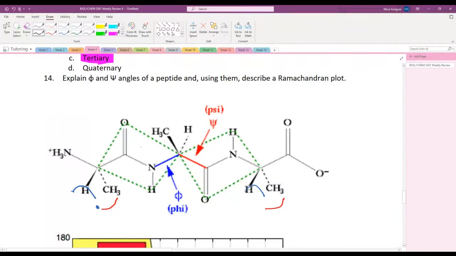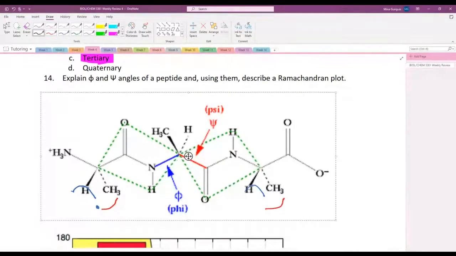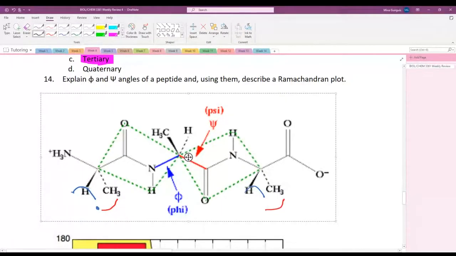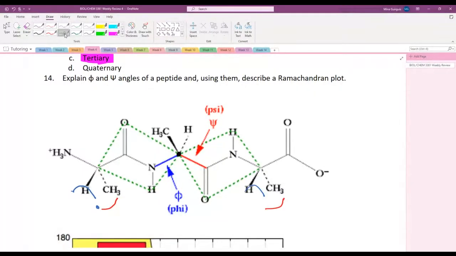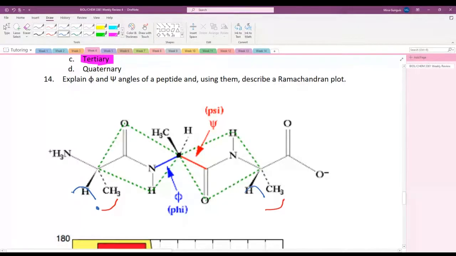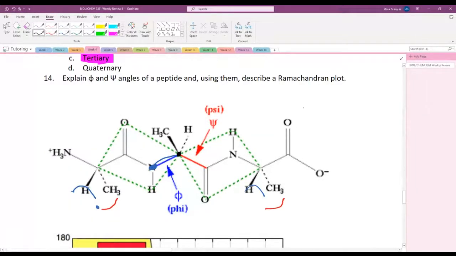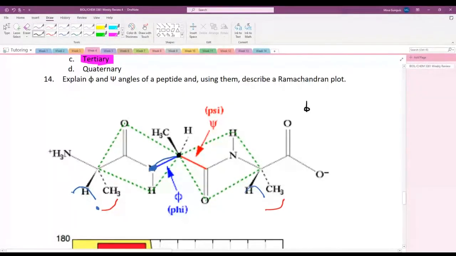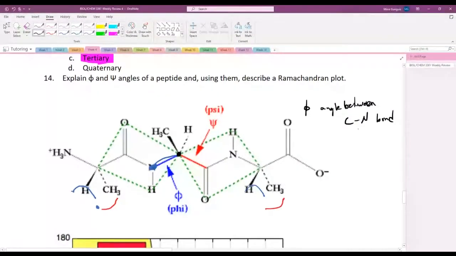So as you guys can tell by this drawing, the phi angle is the angle between a carbon, let's say this central carbon right here, and I guess I'll use blue since they use blue, and the nitrogen on its N terminus. So the phi angle is the angle between the carbon and nitrogen bond. Okay, that's it. Not too hard, I hope.